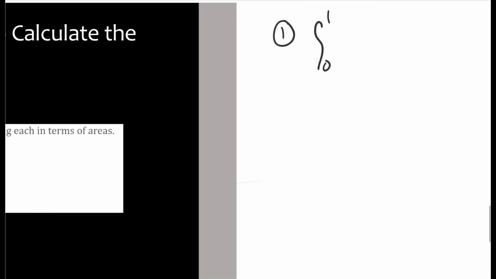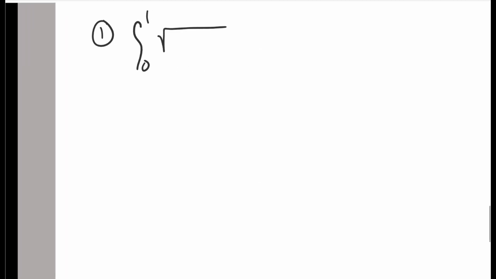So let's go look at number 1. Look at our first one. We're going from 0 to 1. And what is it again? It's the square root of 1 minus x squared dx. And I'm saying you can just solve this thing just by drawing a picture. You'll know how to solve it. You'll know what's up.